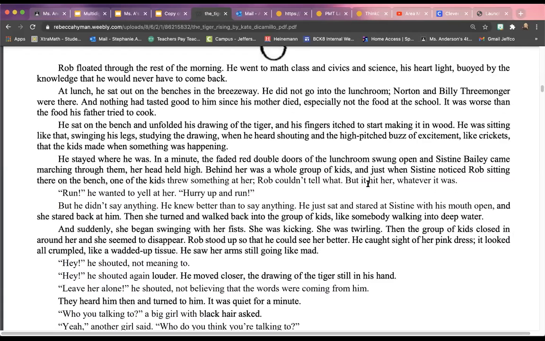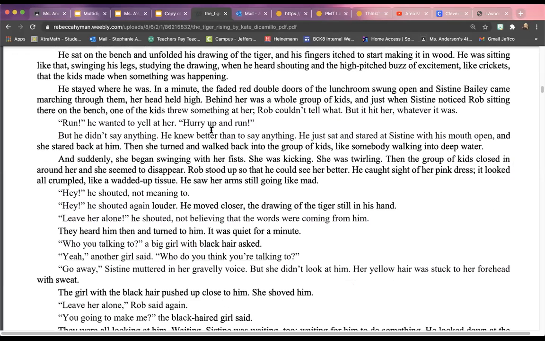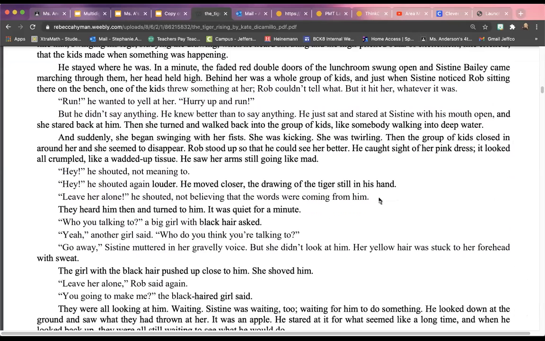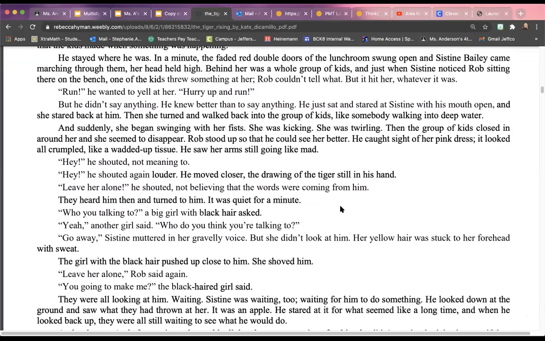So Sistine sees Rob sitting on the bench. They throw something at her. She decides she's going to do something about it. And I'm just kind of scrolling through the words here with you guys so you can kind of see it. Sistine goes crazy, gets in this fight. And then Rob yells to leave her alone.